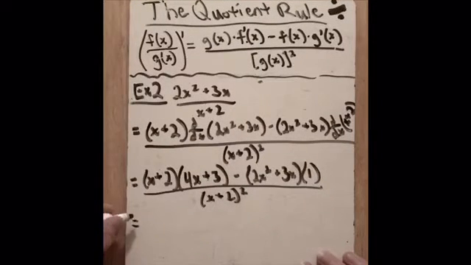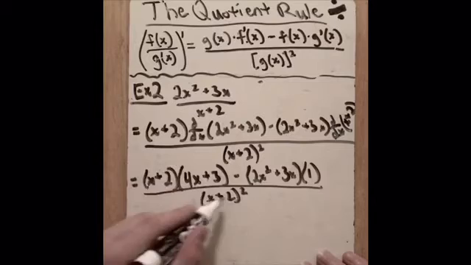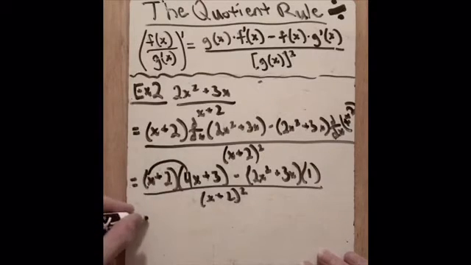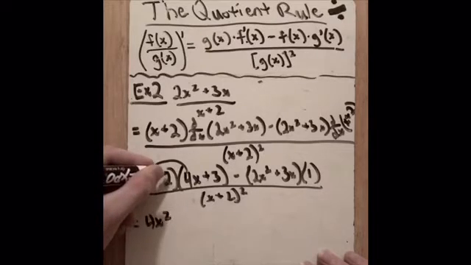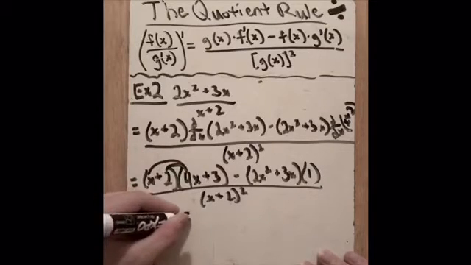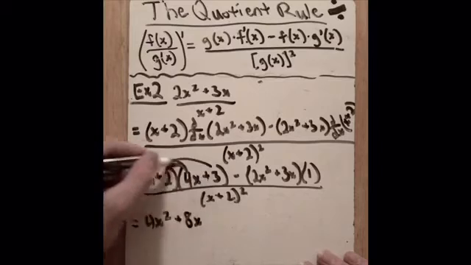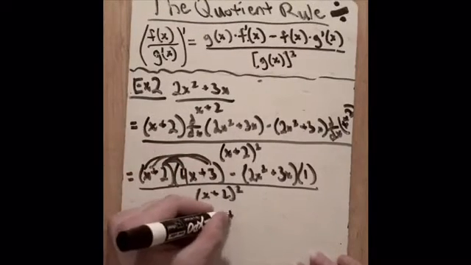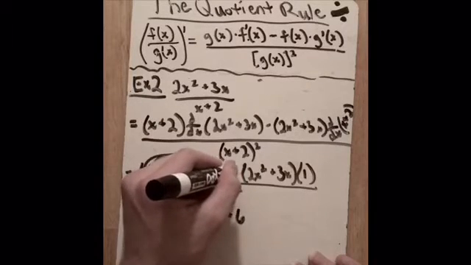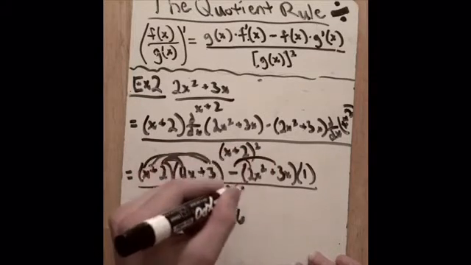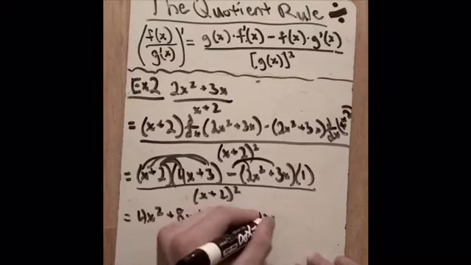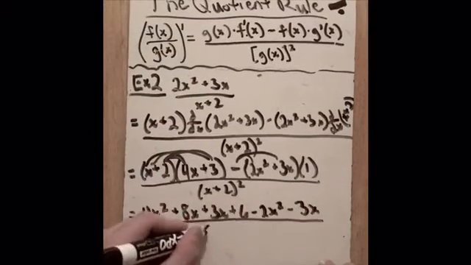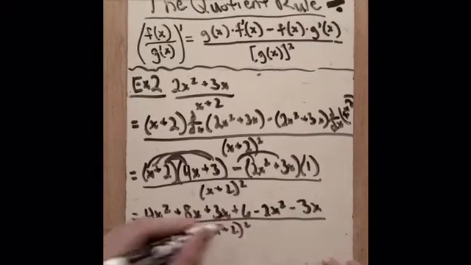Now we are going to distribute and FOIL this right here. So x times 4x is just 4x squared. 2 times 4x is 8x. 3 times x is 3x. And 2 times 3 is 6. And we're going to distribute the negative to those two, so it's negative 2x squared minus 3x all over x plus 2 squared.